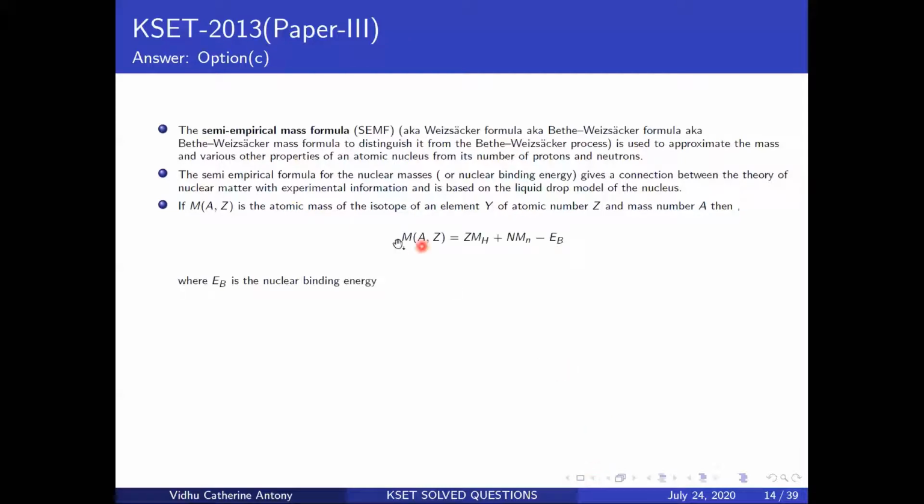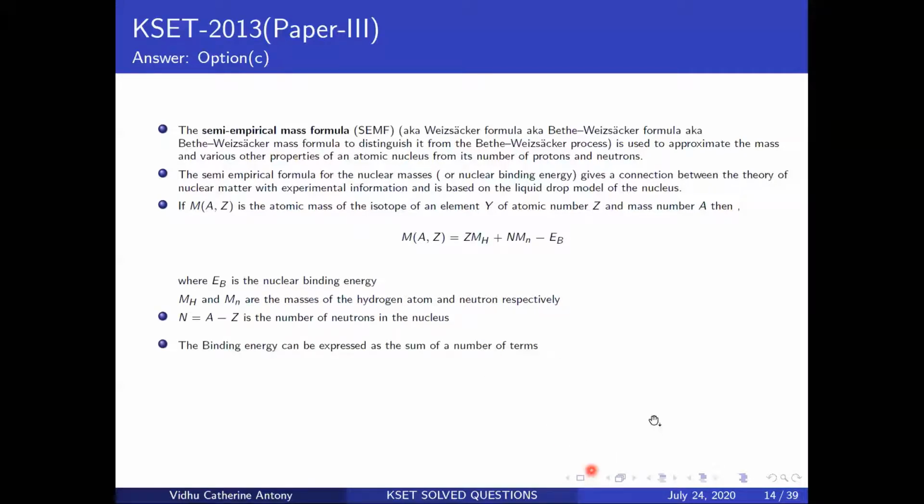Basically you have M(A, Z) equal to Z times mH, where mH is the mass of the hydrogen atom, plus the mass of the neutron terms. Why hydrogen? The mass of the electron and the mass of the proton are both included in that, so you don't have to subtract the mass of the electron later on. That's why they've given this mH. And then you have the binding energy here.